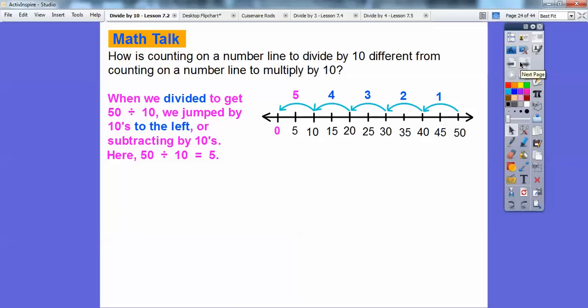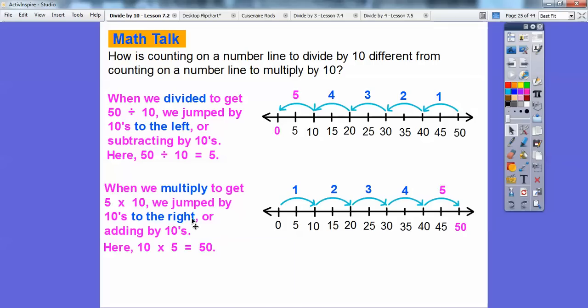When we multiply, it's asking what's the difference. When we multiply 5 times 10, we jump by 10s to the right. Here's one jump of 10, two jumps of 10, three jumps of 10, four, five jumps of 10. So 5 times 10 equals 50. When we multiply 5 times 10, we went by 10s to the right, or adding tens, and so 10 times 5 was 50.